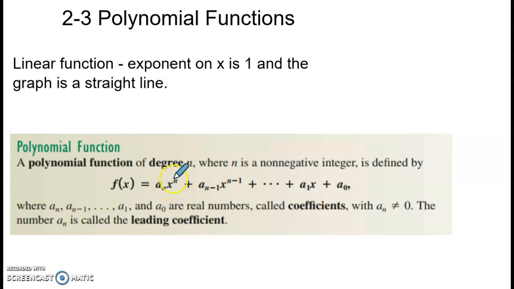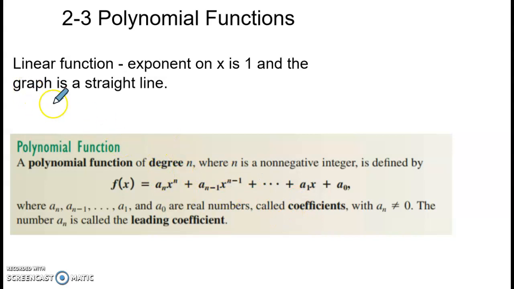A quadratic function would be degree 2. Whatever the biggest exponent is, that's the degree of the function. And we have numbers in front of x that are called coefficients, okay? We have a number at the end that does not have an x, is not a coefficient of x. That's called the constant. The leading coefficient is the number in front of the exponent with the biggest power.